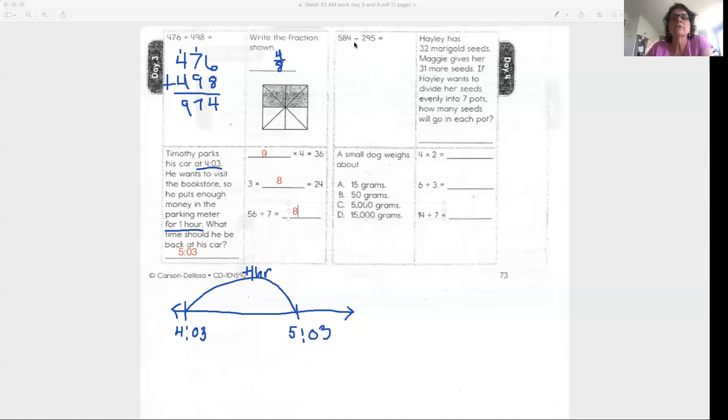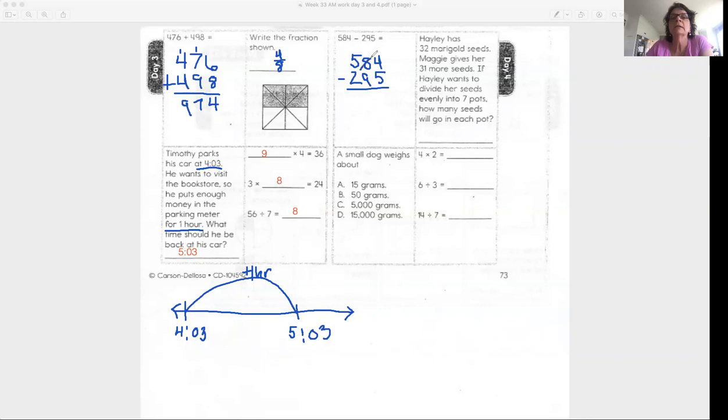Day 4 has a 3-digit minus 3-digit equation there. So I'm going to rewrite that with an algorithm, and I'll start with 584. And from that, I will take away 295. And let's see if we have to do any unbundling or regrouping. So again, I line up my digits in the correct places, and then I start with ones. I want to take 5 ones from 4 ones. Well, I can't do that, so I'm going to go over to the tens place.